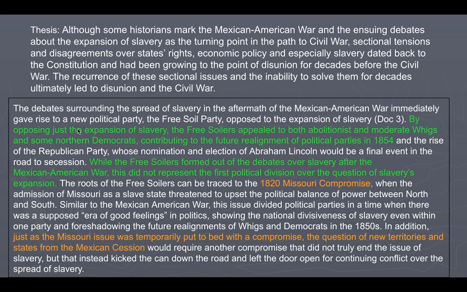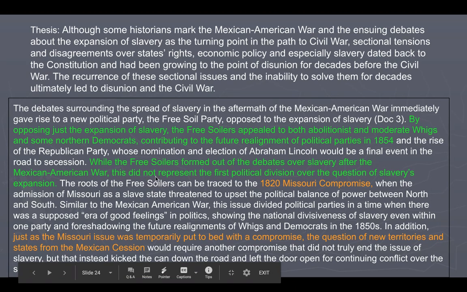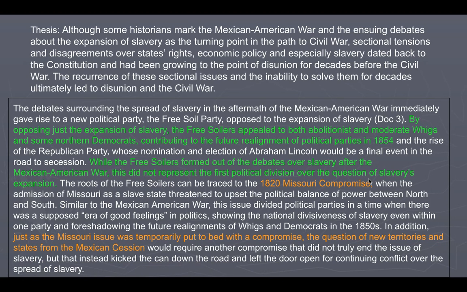So what I've done here is focus now on the intended audience, and the rise of the Republican Party, whose nomination and election of Abraham Lincoln would be a final event in the road to secession. By pointing out these are the people who would be the audience, the abolitionists, the moderate Whigs, and some Northern Democrats, and connecting that to the idea that the Republican Party and Lincoln's election ultimately led to the secession of the South, that's pointing to the debate and this sectionalism ultimately leading to the Civil War. So while the Free Soilers formed out of the debates over slavery after the Mexican-American War, this did not represent the first political division over the question of slavery's expansion.